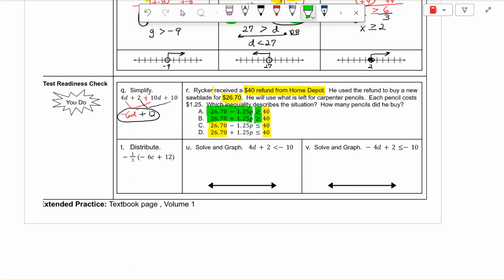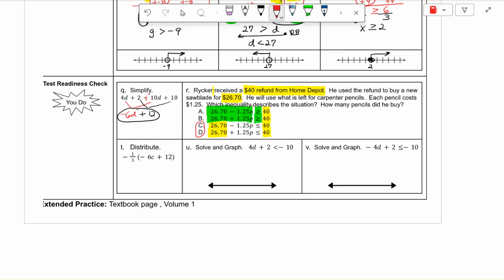That's not possible either. So it's between these two. These two right down here say that this side, the left side of the inequality, he has to spend less than or equal to the $40 refund. D also says less than or equal to the $40 refund. So you are looking only at C and D. Okay, now which one is right?